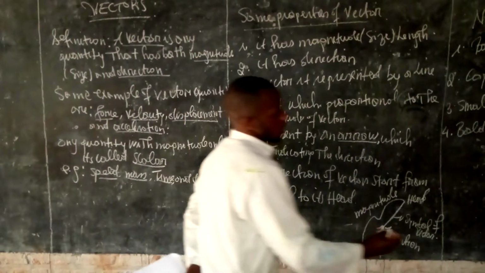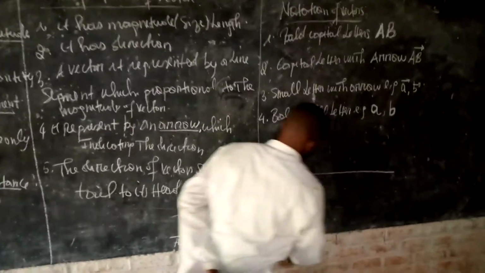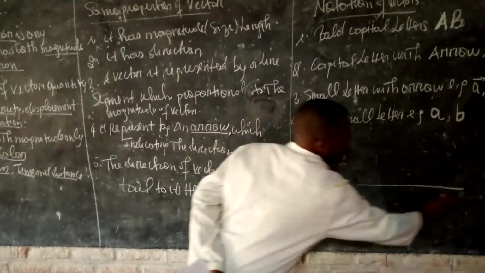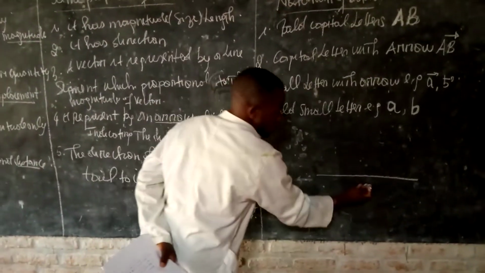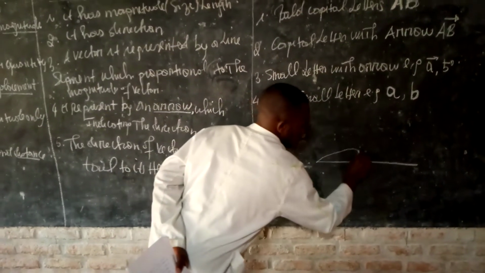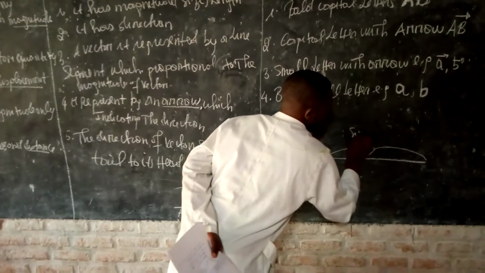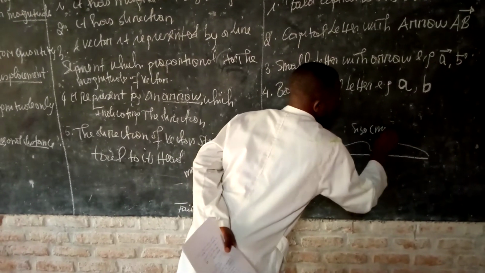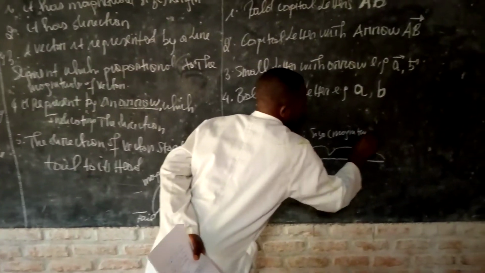So now let us take here, if you draw this one, this one is a line segment, meaning that it has a size. First of all, it has size, or it has what you call magnitude.